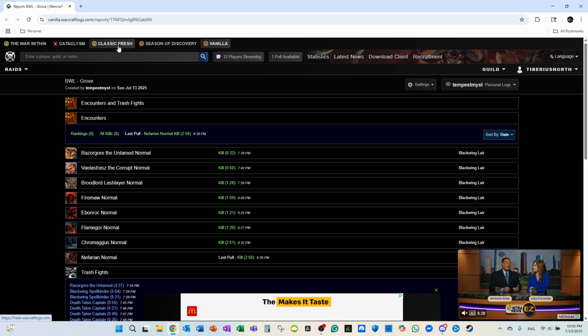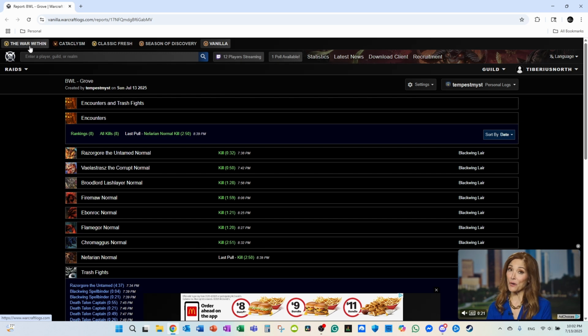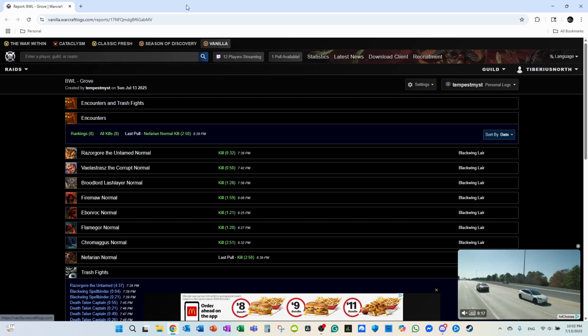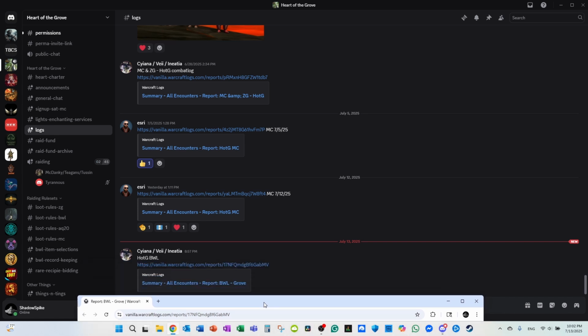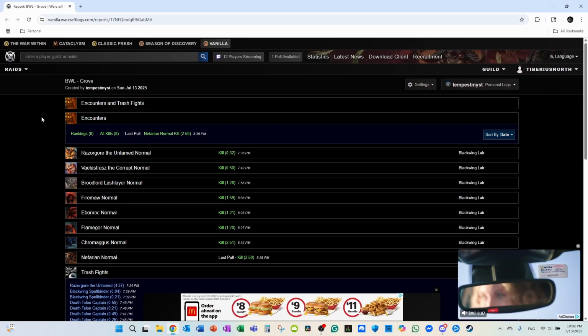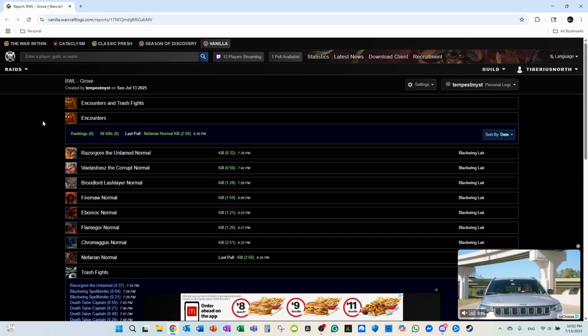And so it's for several different versions of World of Warcraft. It's vanilla, Season of Discovery, Classic Fresh, Cataclysm, The War Within. For this one, the link is vanilla. I think you can see that from the link itself. Yeah, it has vanilla in it. And then you can go here and you can actually look at a tremendous amount of details from the game.